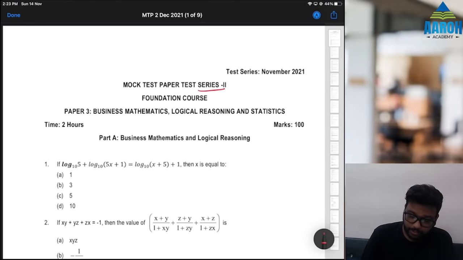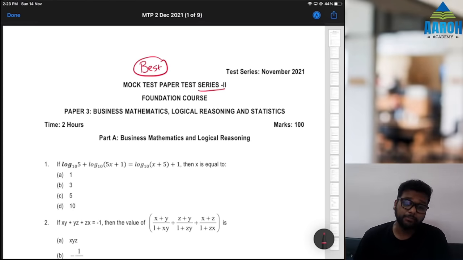In my opinion, this is the best mock test paper till now. It closely resembles the actual exam. Other mock test papers are also good, but they mostly have questions from the module. In the exam, there are going to be new questions, surprises always, and this mock test paper contains a good amount of different and complex questions.